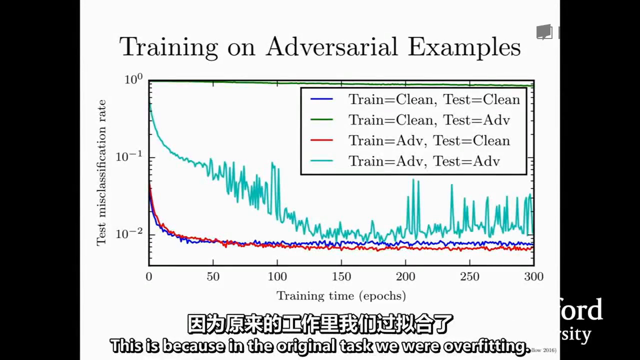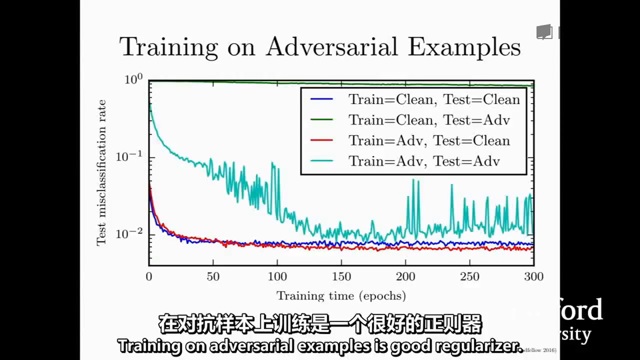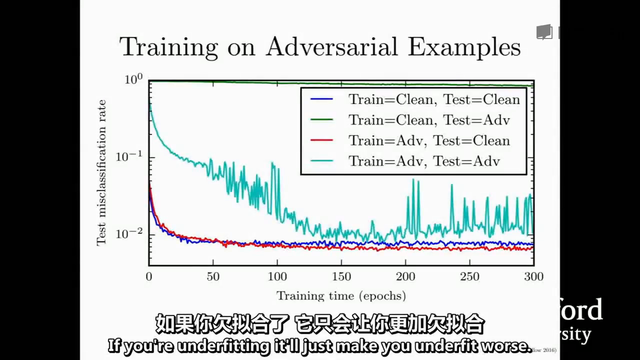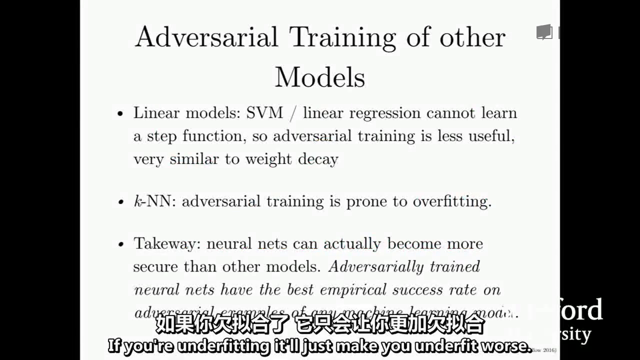This is because on the original task, we were overfitting. And training on adversarial examples is a good regularizer. If you're overfitting, it can make you overfit less. If you're underfitting, it'll just make you underfit worse.